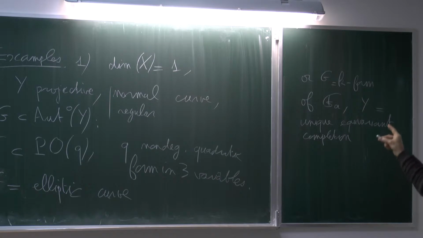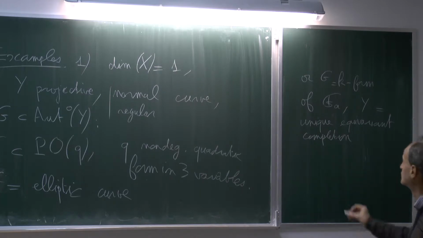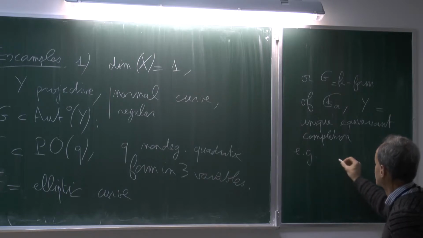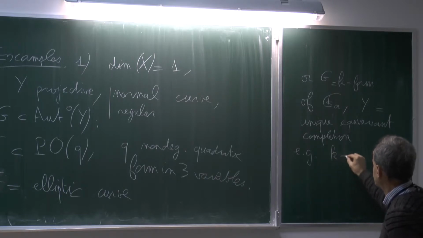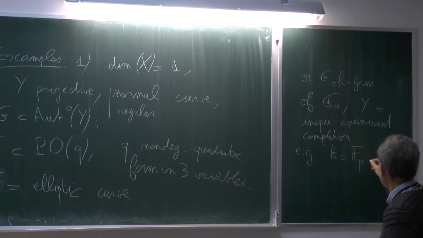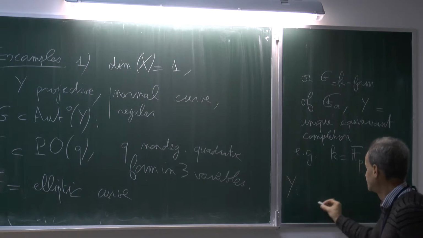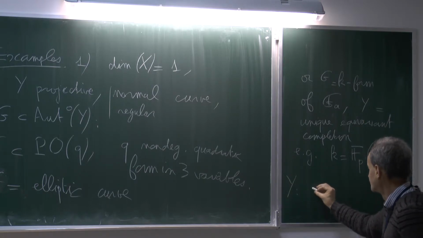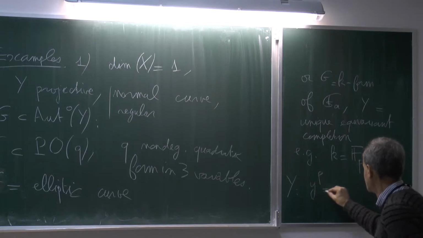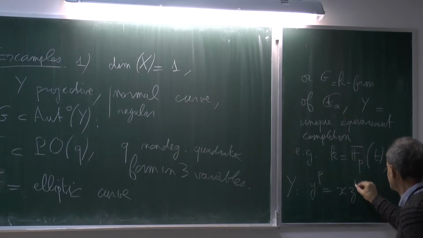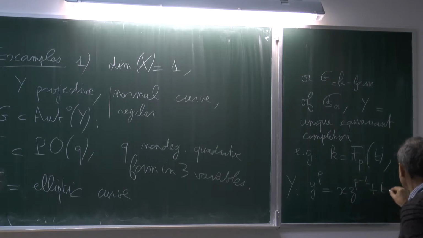This example only exists on imperfect fields, so it's kind of hidden if you are familiar with algebraically closed fields. Let me give the first example of such curves. You take k to be rational functions in one variable over a finite field, and Y to be defined by the homogeneous equation y^p = x z^(p-1) + c x.